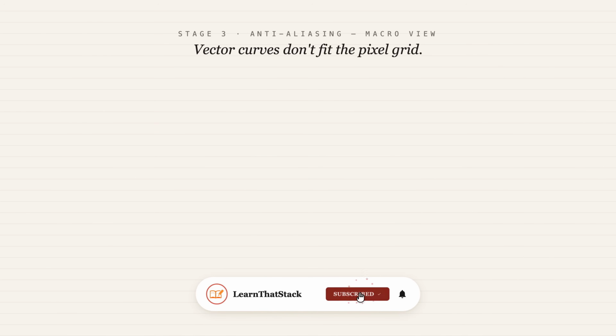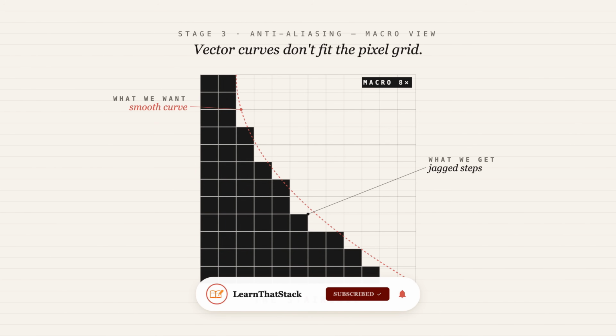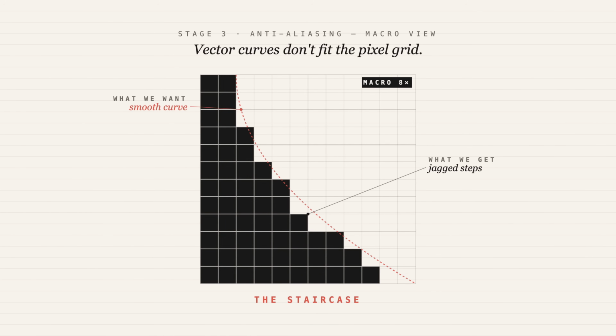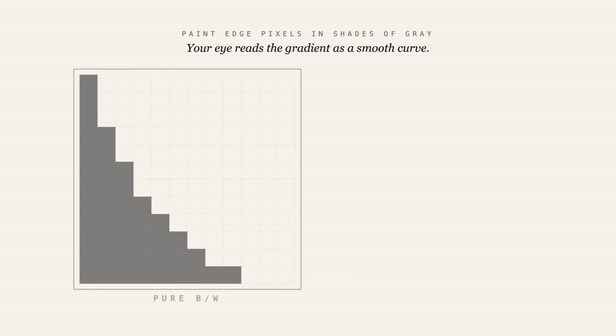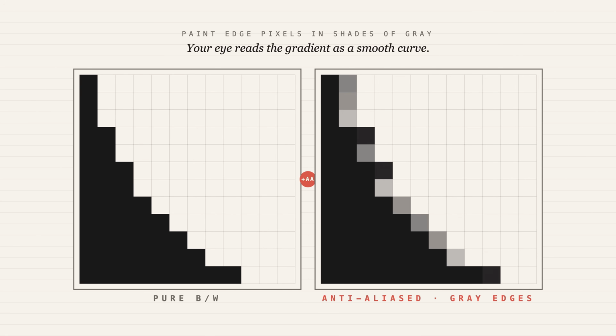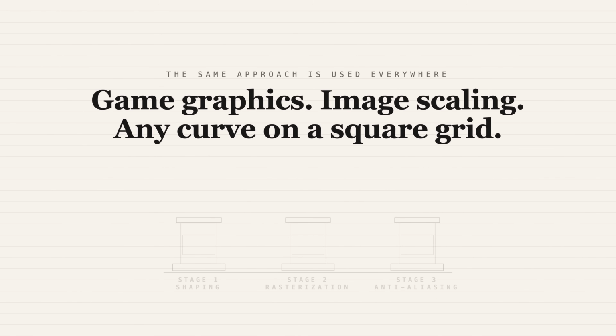Next stage. Vector curves don't fit cleanly onto a pixel grid. You get this jagged staircase along every diagonal and every arc. Anti-aliasing fixes it. Paint the edge pixels in shades of gray instead of pure black. Your eye reads the gradient as a smooth curve, even though there's still staircase under it. Same idea in game graphics, image scaling, anywhere a curved shape has to fit on a square grid. And it's the reason why text on your screen looks like text instead of jagged dots.